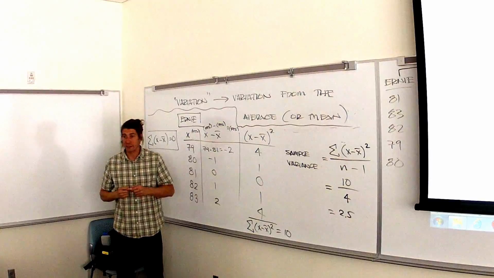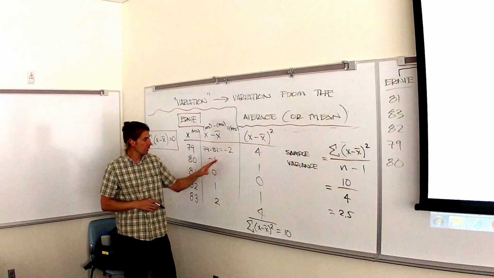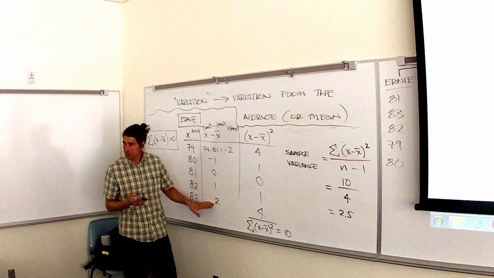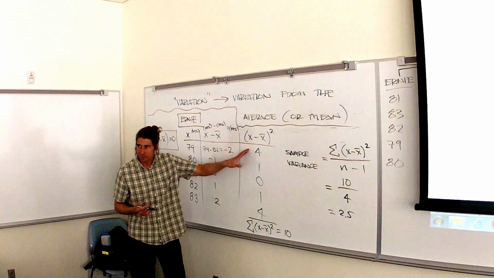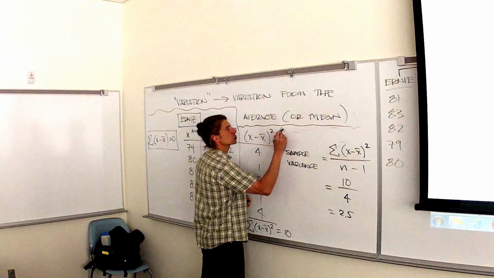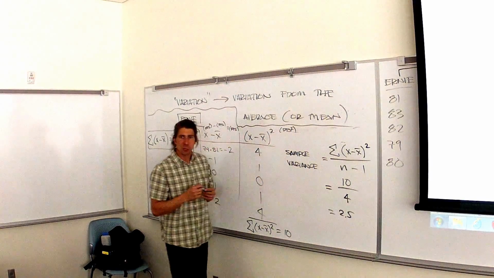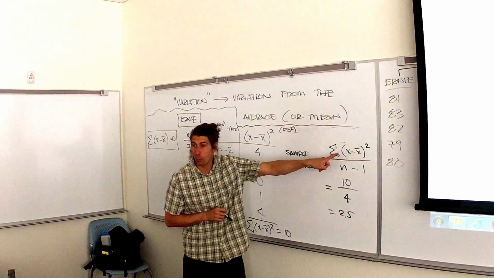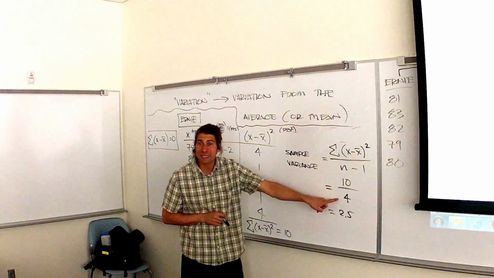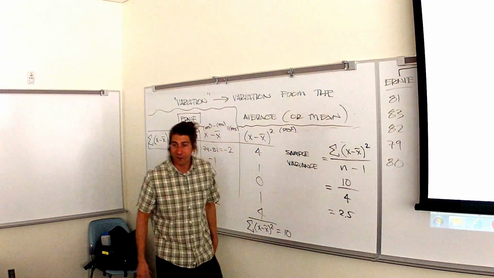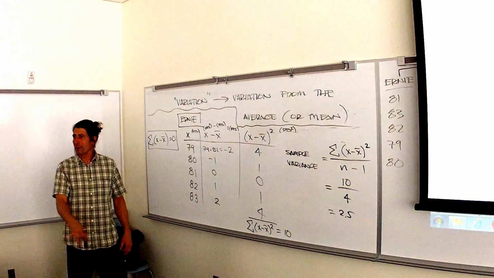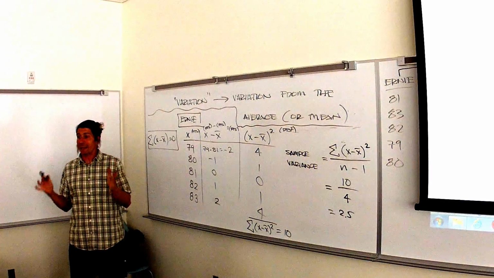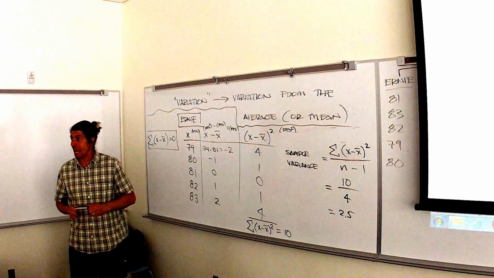Points. We're still with points, so he's 2 points below average, 1 point below average, at average, 1 point above, 2 points above. Then we square them. What are your new units? Square points. So now we've taken the sum of squared points, 10 square points, divided it by a unitless number, so it's 2.5 square points. What the hell is that? That's kind of meaningless, actually.